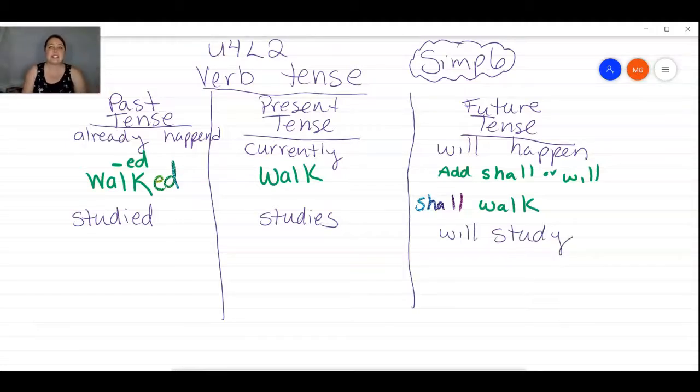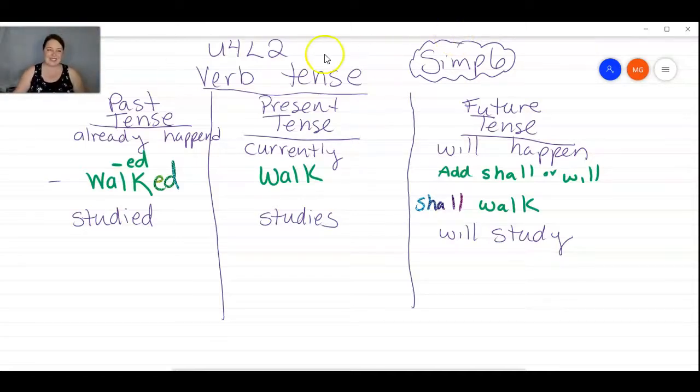Okay, so this is the simple. Walked, walk, shall walk. Studied, studies, will study. Jumped, jumps, will jump. Whatever it is, right? That's the rule that we have. Past, add an ed. Present is just the word. Future, you add a will or shall for regular verbs. Irregular is just kind of like they do what they want to do. Okay, that's the simple tense.